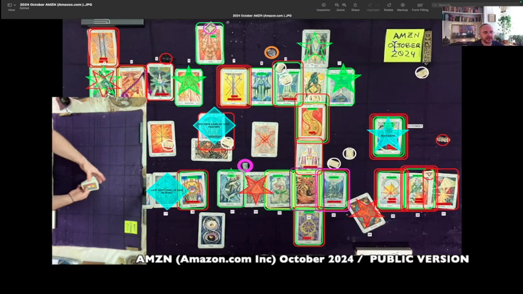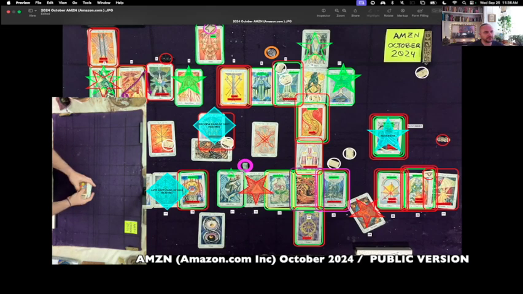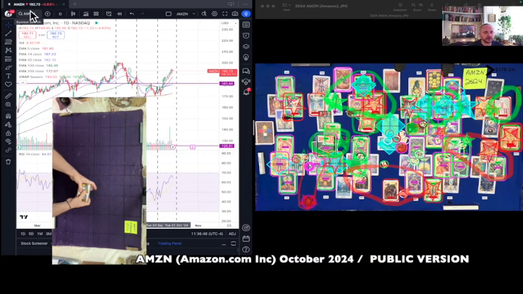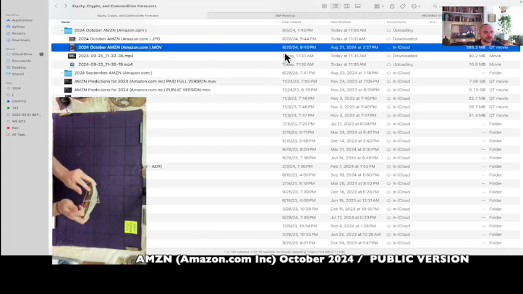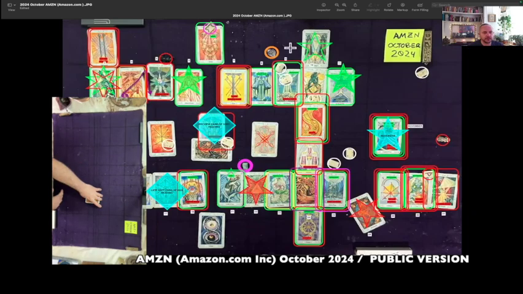This is the AMZN 1-month overview reading for the month of October 2024. It's currently September 25th, 2024, 11:36 a.m. Eastern Time. Amazon at the time of this reading is $192.71, that's USD. The shuffle video for the October Amazon reading was created on August 20th, 2024 at 9:40 p.m. Eastern Time. That's the video playing for you in the lower left corner.